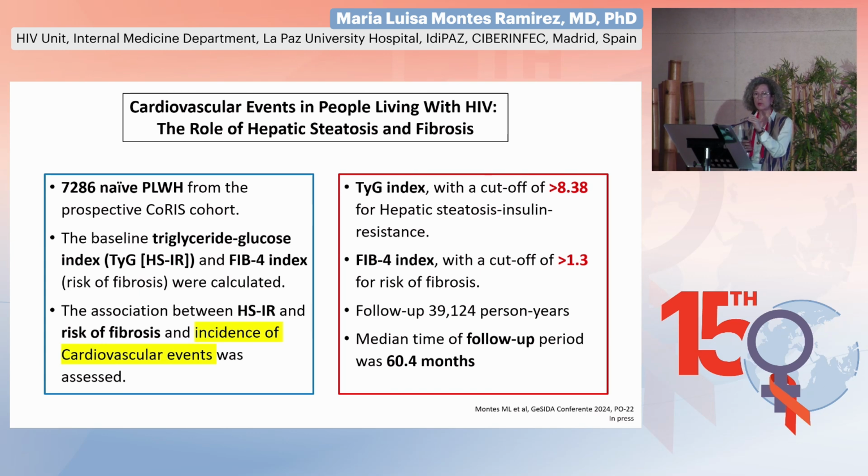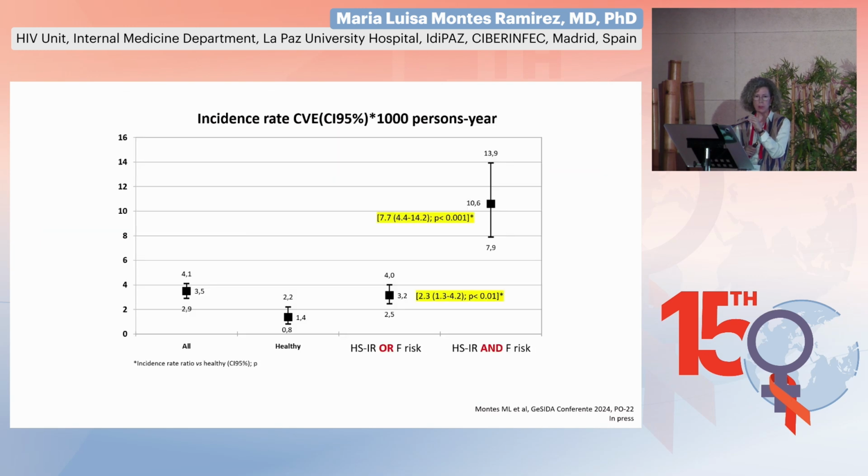Our latest research is focused on the role of hepatic steatosis and fibrosis as part of cardiovascular risk assessment in people with HIV. We have studied more than 7,000 naive people from the prospective CORIS cohort, and we assessed hepatic steatosis using triglycerides and glucose index, and the risk of liver fibrosis using FIB-4 index. We analyzed the association between both conditions and the incidence of major cardiovascular events. We observe an increasing incidence rate of cardiovascular events from healthy subjects to those with one or two conditions.